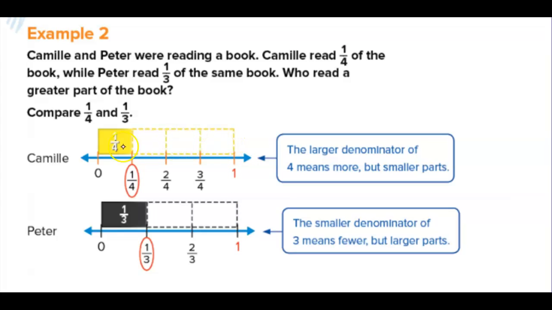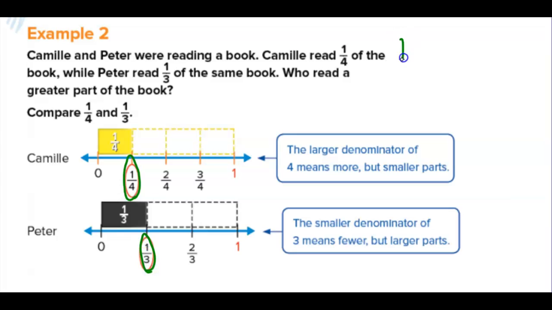So the top one, they divided into 4 equal parts. You can see 1/4, 2/4, 3/4, 4/4. The bottom one, they divided into thirds. So they're larger parts, but there aren't as many. They wanted to know which one is greater, so they found here's 1/4 on that number line. Here's 1/3 on this number line.